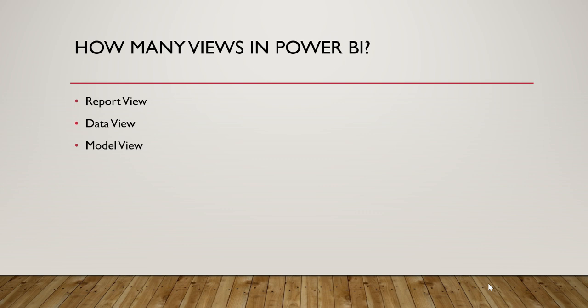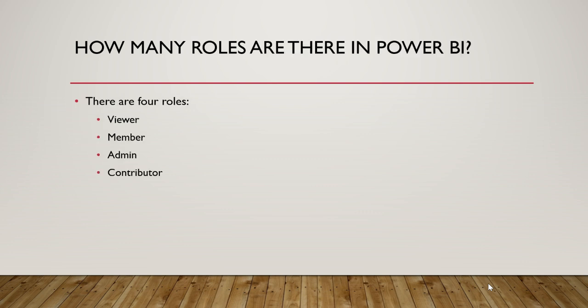Okay. Data view is the view where we can see the data layer, that is whatever tables we'll be pulling into the Power BI report. So those data we can specifically see over there. And thirdly, the model view is the view where we'll be seeing the relationships between different tables. So these are the three views that we have in Power BI.